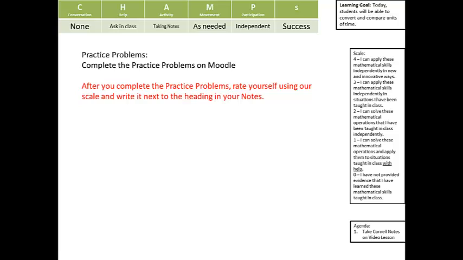All right, so that's it for our sample problems. Go ahead and go on to Moodle, do your practice problems for tonight. When you're done, based on how you do, rate yourself on our scale. How comfortable are you with solving these types of problems? And record that in your notes up near the heading.